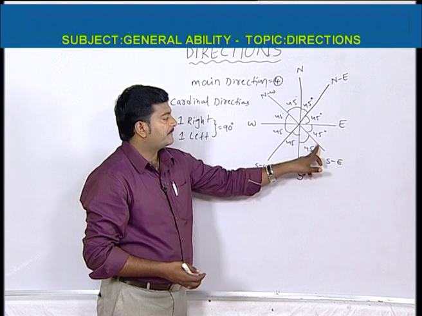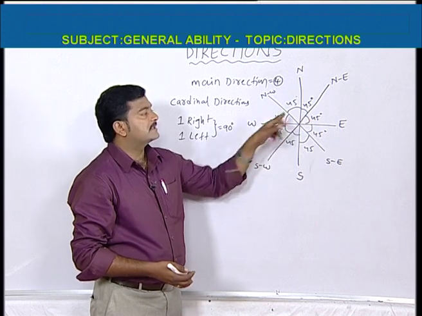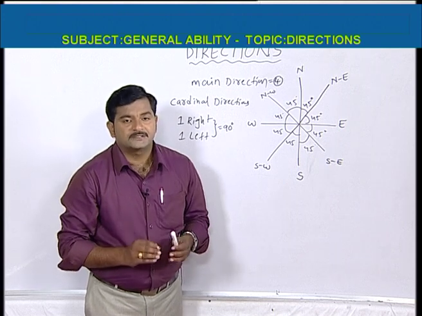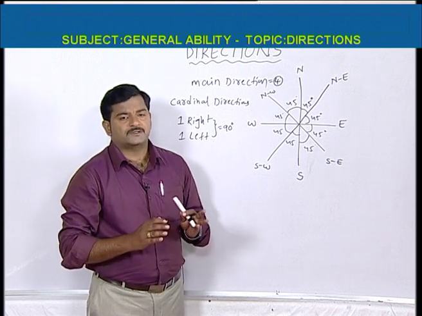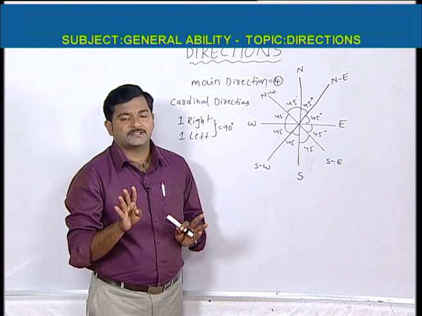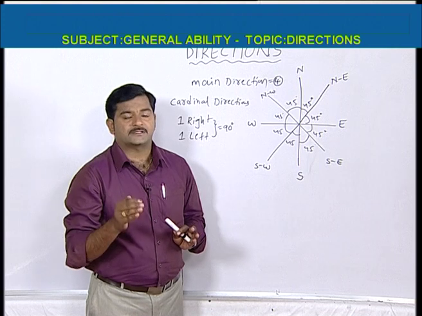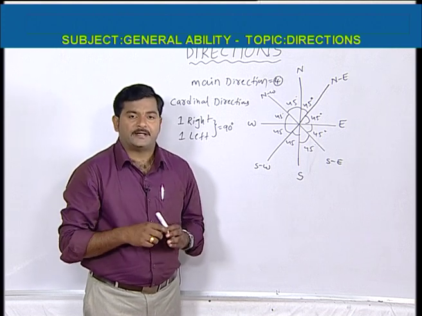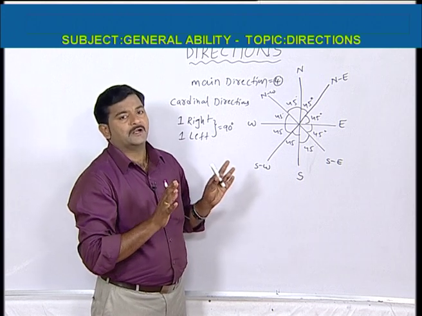So 90 degrees, 90 degrees, 90 degrees and 90 degrees. So 90 into 4 is equal to how much we are getting? 360 degrees. Okay, so simple logic. From this part, just remember 4 main directions and 4 cardinal directions, and one right turn or one left turn equals simply 90 degrees. This is the main part you need to observe.